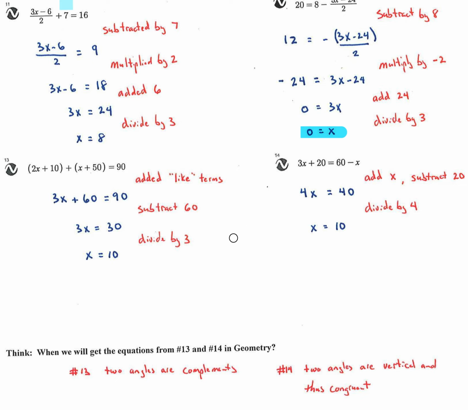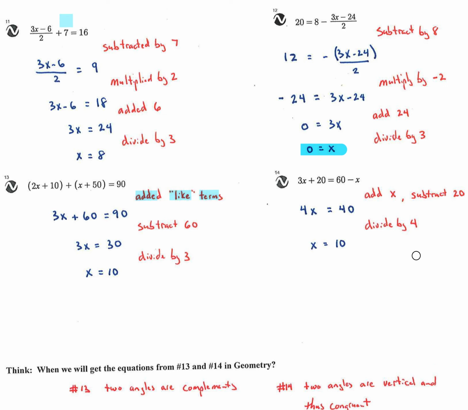All right, now 13 and 14 are examples where there's more than one x, or there's x's on both sides of the equation, like on 14. Here, the first thing I'm going to do, how do I go from here to here? Well, I'm actually going to add like terms. X's with x's, numbers with numbers. So 2x and 1x make 3x's. 10 and 50 make 60. Well, now I'm just going to solve like normal. I'm going to subtract 60, and then I'm going to divide by 3.